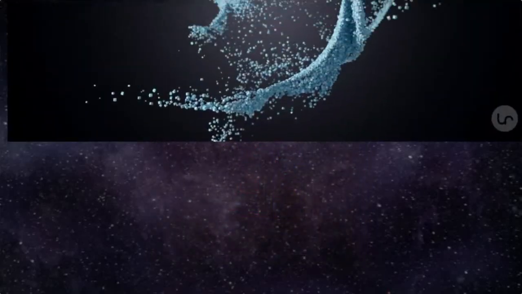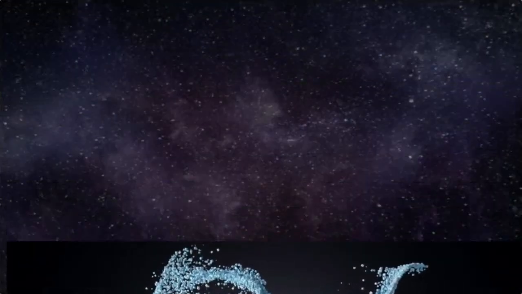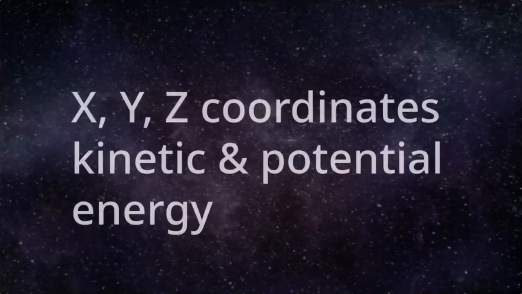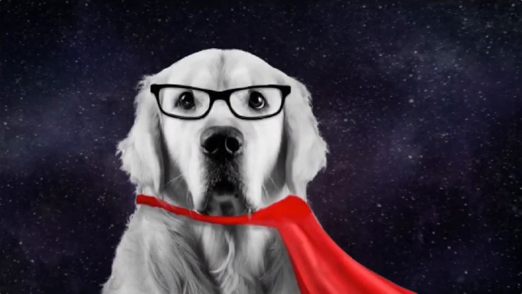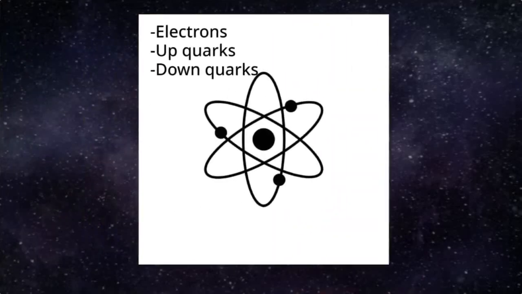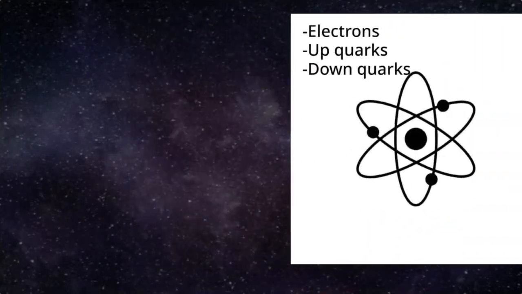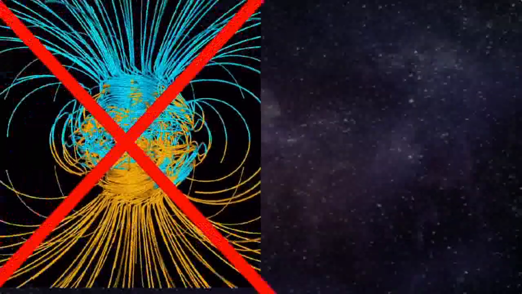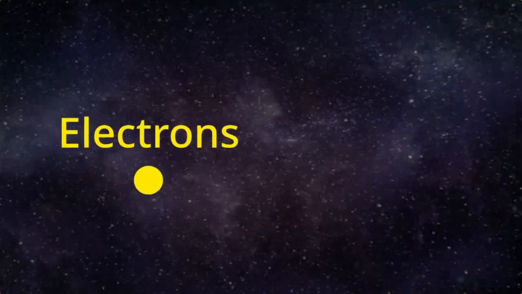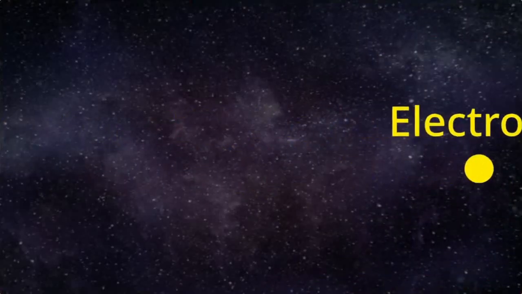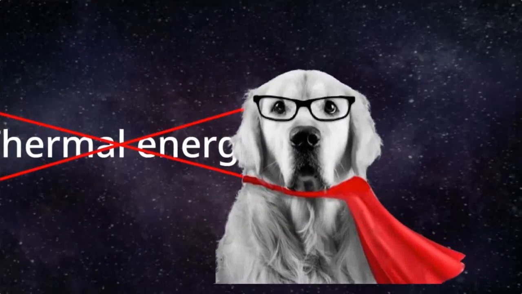My idea is that it will treat all particles as separate entities with x, y, and z coordinates, and kinetic and potential energy. The computer would only calculate fundamental particles, and things such as atoms would only exist as a result of the fundamental particles reacting with each other. Additionally, the computer wouldn't have to store electrical charges or magnetic fields, because it would instead simply store electrons. And since elementary particles do not have a temperature, there would be no need to store thermal energy.